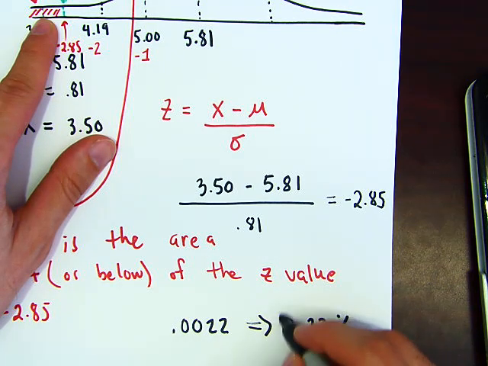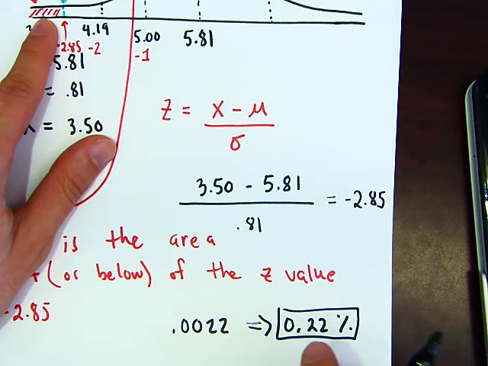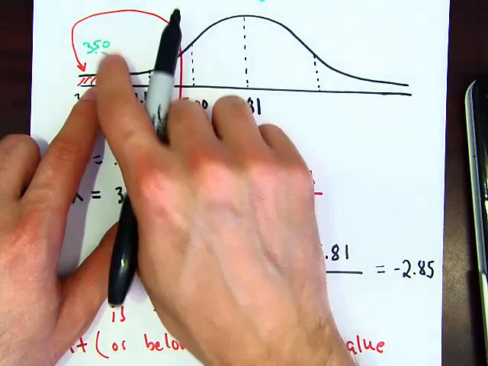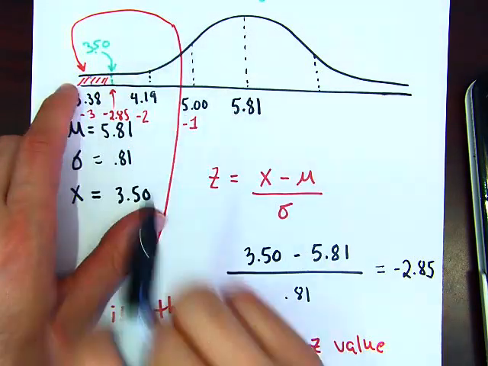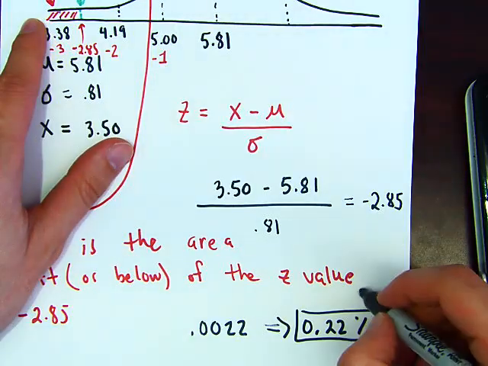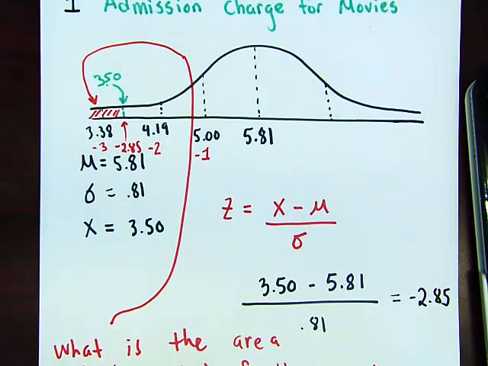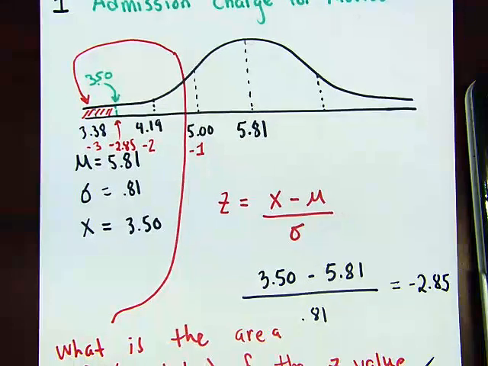So then that means we have a 0.22% chance that an admission ticket is below $3.50. And that's our answer. All right. I hope this was okay. All right, let's try and do the next question.